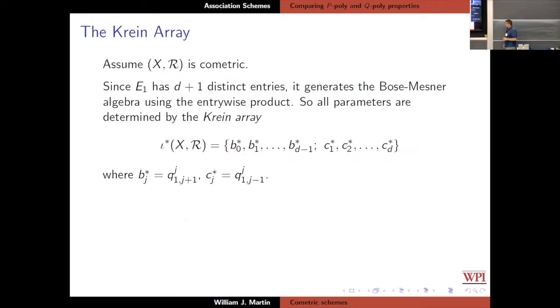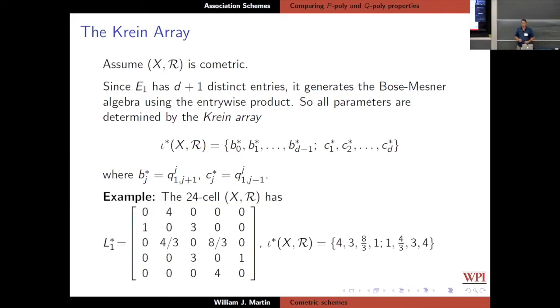For Q polynomial schemes, we define the Krein array. So now L1 star, the q1jk matrix, is tridiagonal with proper ordering. And we write down b0 star, b1 star, up to b_{D-1} star, and c1 star up to cD star, where b_j star is q1,j,j+1, just the dual of the b_j, and c_j star is q1,j-1,j.